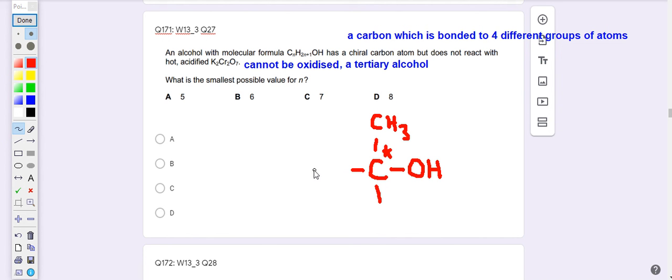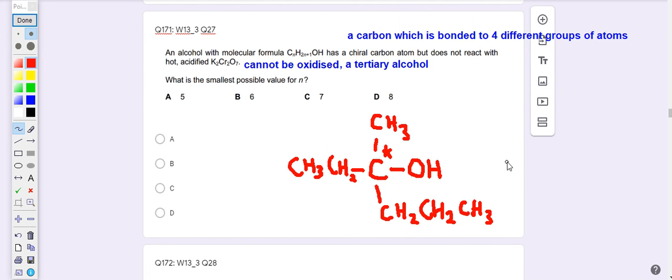Now the next one, I have CH3CH2, an ethyl group, because we are looking for the smallest possible value for N. So I try to make the alkyl groups as small as possible. So this is 1 carbon, 2 carbon, so here I'll put 3 carbon. Because if I put more than 3, of course I can put any alkyl group. I could put C20 also, but I want the smallest number possible. So I put 1 carbon here, 2, and then 3.